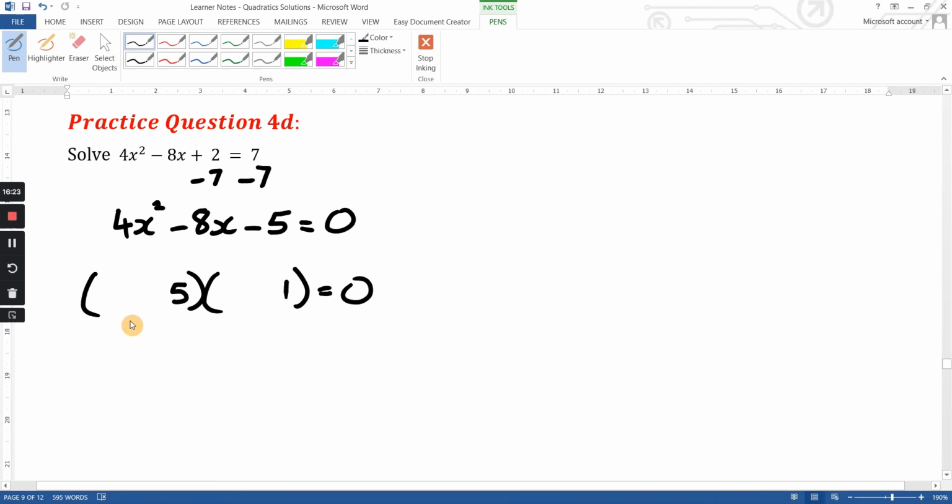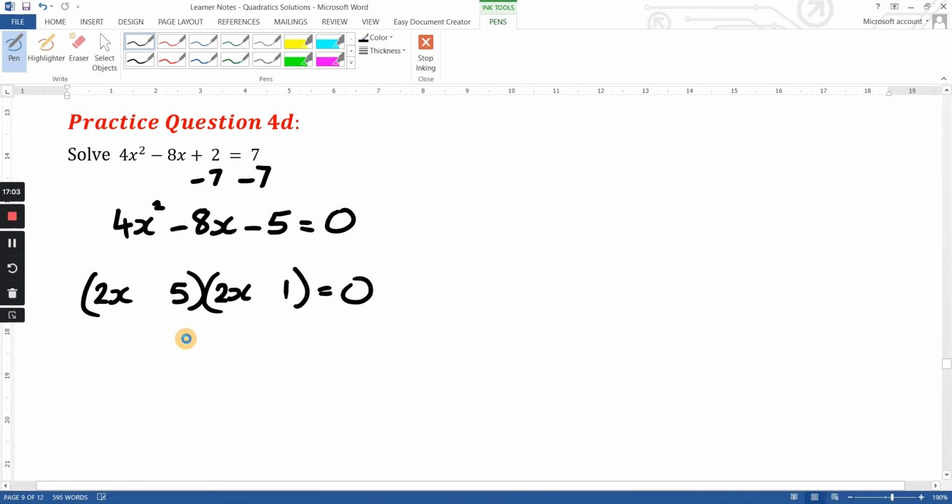4 and a 1. If I put 4 here, that's going to give me 20. No, it's not going to be that, is it? So maybe is it going to be 2 and a 2? 2x, yeah. Definitely. 2x here, 2x here, because that's going to give me 10, that's going to give me 2, that's going to give me the minus 8. Yes, definitely.